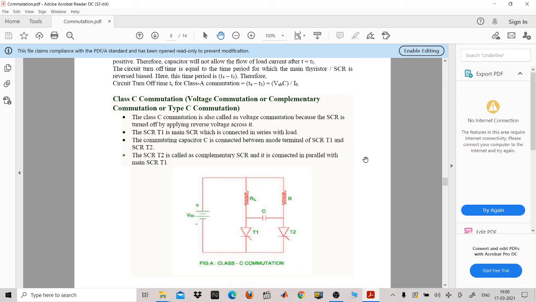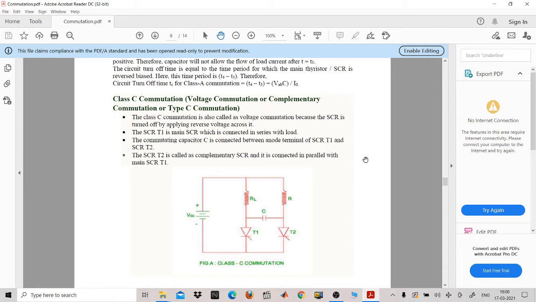Today we will discuss one more commutation technique, and that is the class C commutation. Class C commutation is also called voltage commutation, complementary commutation, or type C commutation. You know that the SCR is a semi-controlled device. You can easily turn on your SCR, but to turn it off, you either have to apply a reverse voltage across the SCR, or make the anode current go below the holding current. Only in these two cases can you turn the SCR off.